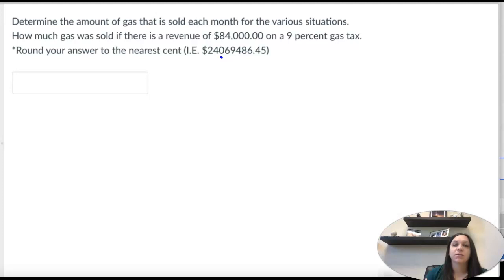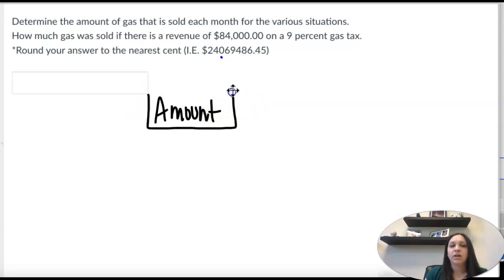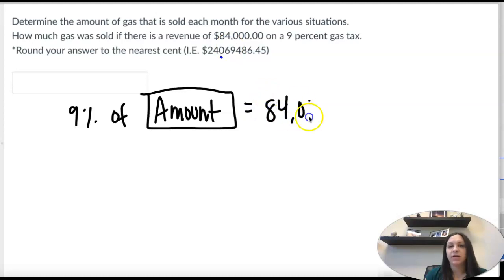Okay, so we have some amount. We don't know how much it is. That's what we're trying to find out. And we are going to take 9% of that, and that equals our revenue, the $84,000. So that's what tax is to the government. It's revenue. It's money coming in.